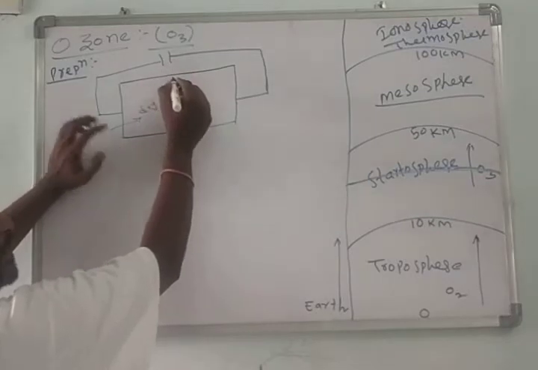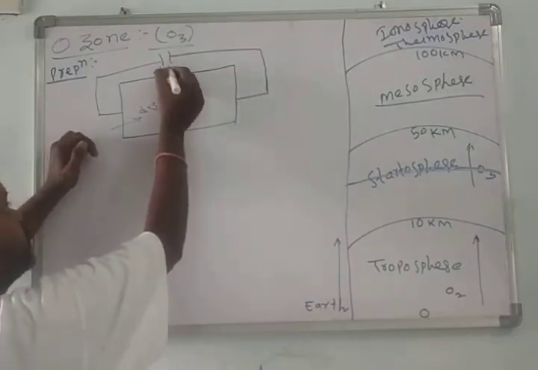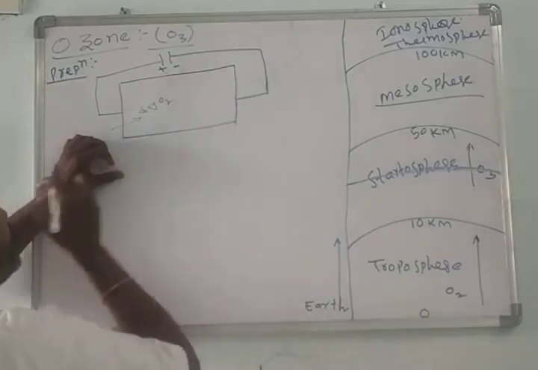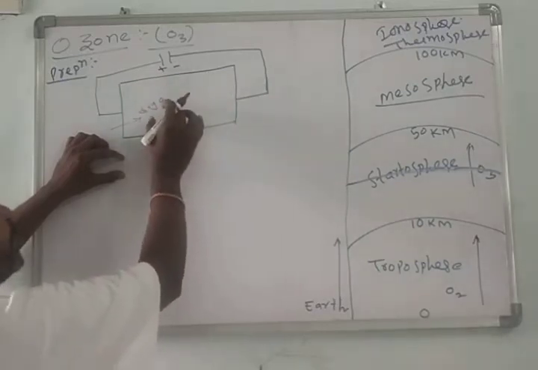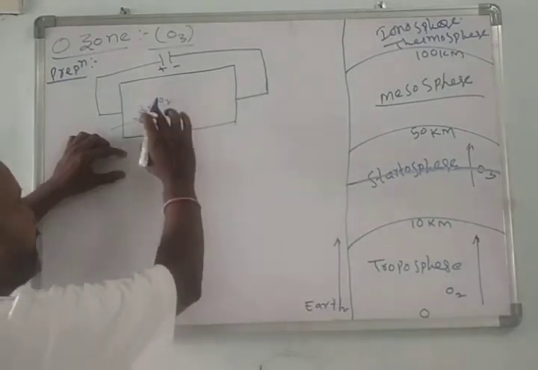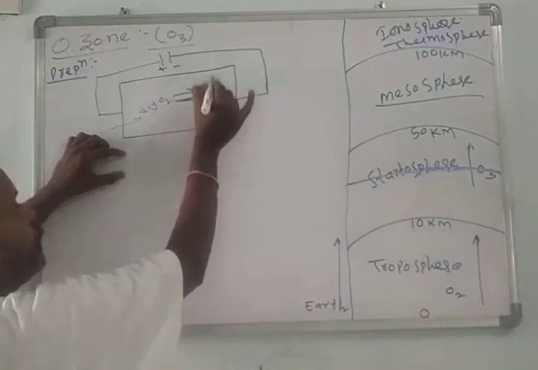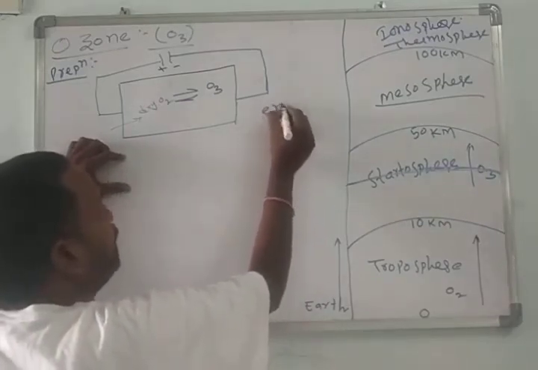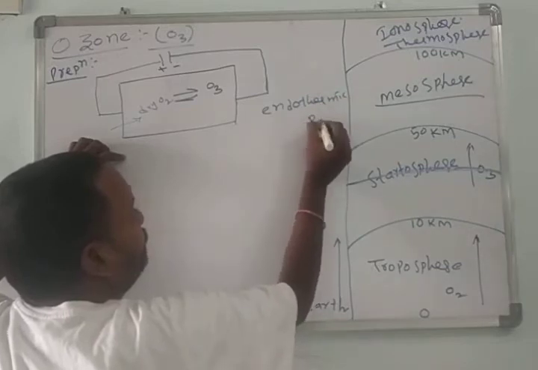The anode is always present at the left side. The anode attracts the anion, and the cathode attracts the cation. Pass the electricity through this discharge tube, and the dry oxygen converts into ozone by gaining energy. So it is an endothermic reaction. This is one important point.